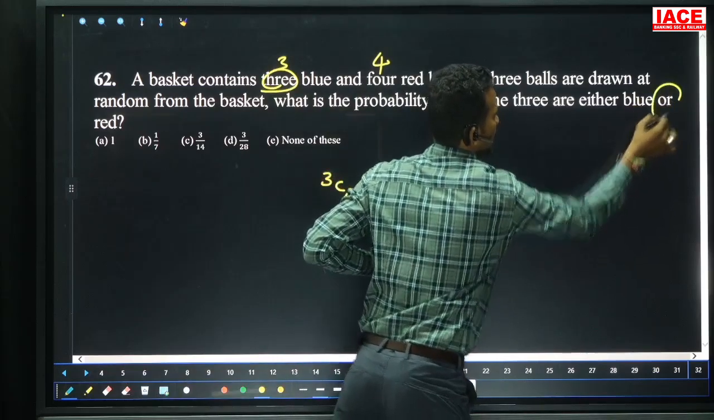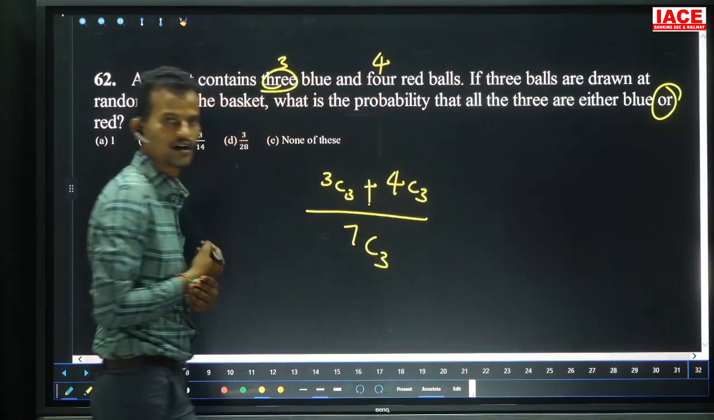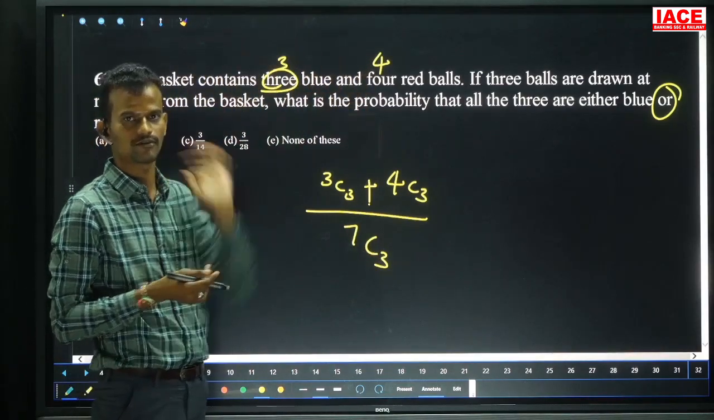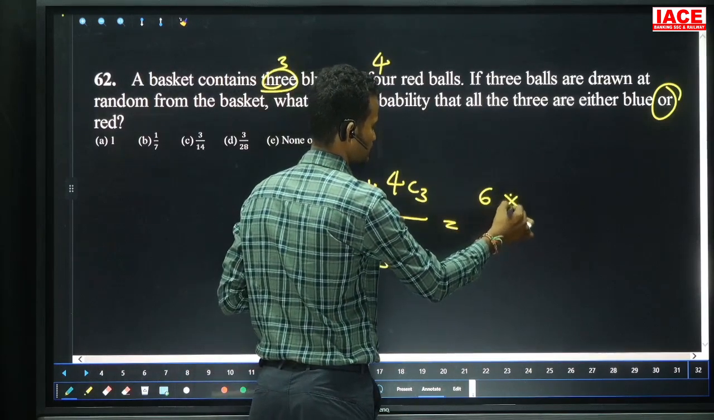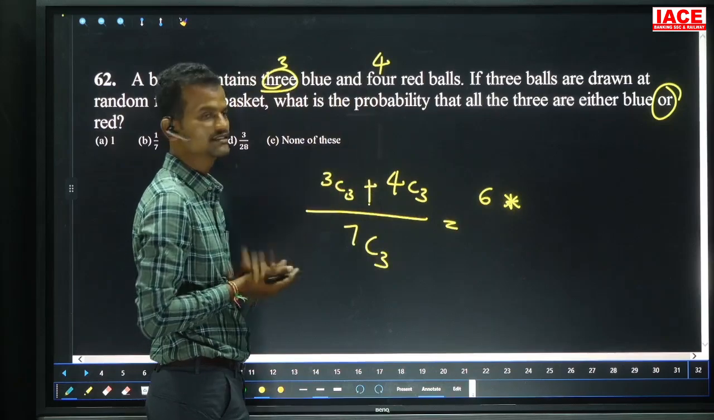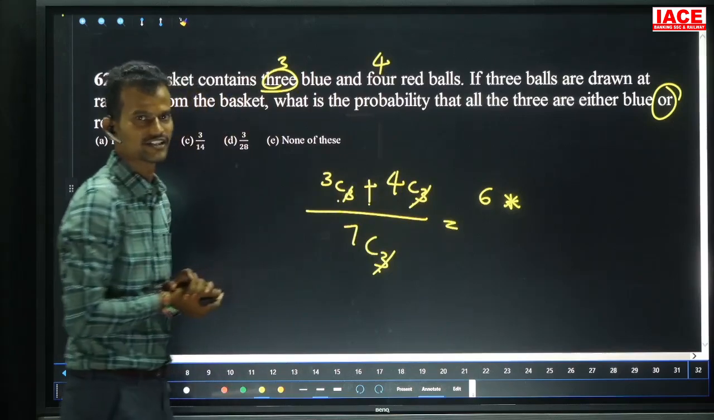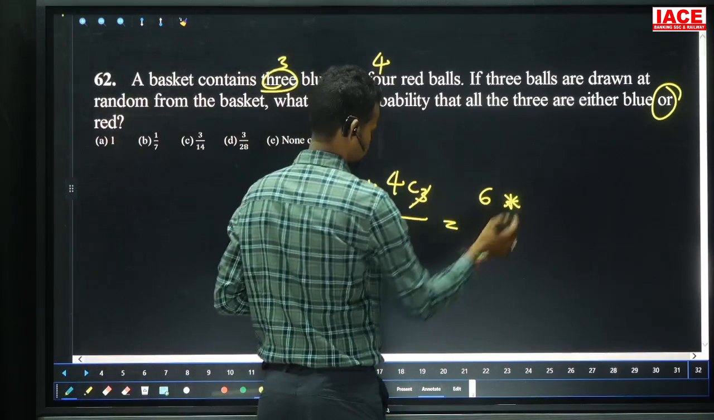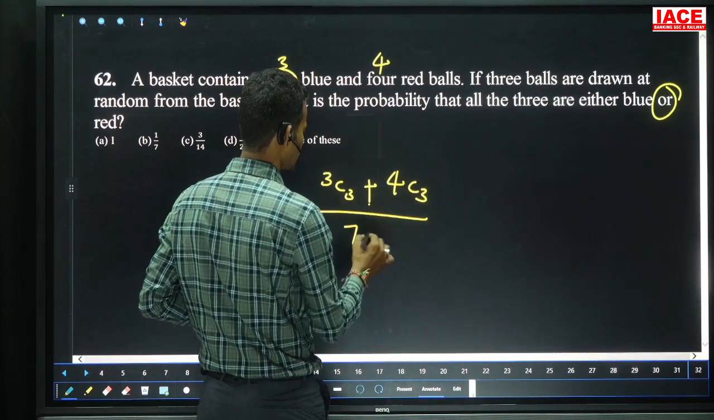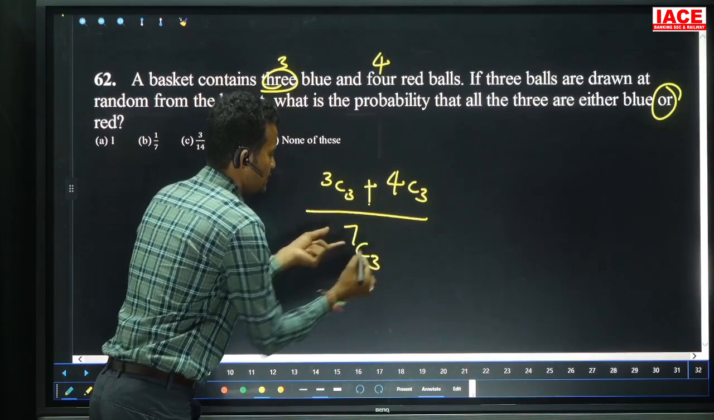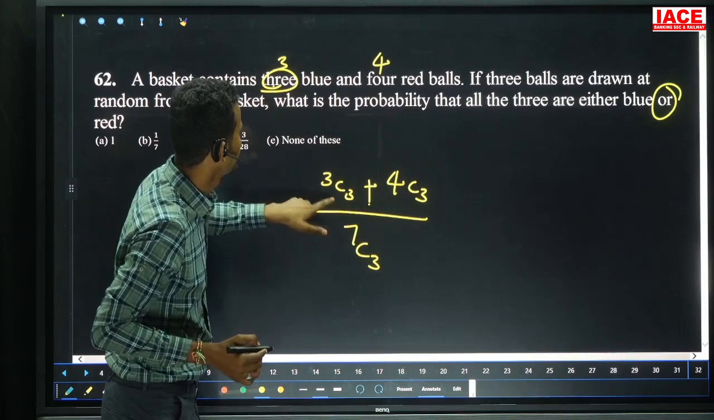Because they mention red, that's why I am adding, divided by the total number of balls, 7. I am drawing 3 balls out of the 7 balls. Listen, sir. 3C3 value is 1. Why I am writing 6 is that 3 factorial over 3 factorial is common, so it will be cancelled, so 3 factorial value is 6. Wait. Of the total 7 balls I want to draw 3 balls, 7C3, but they are either blue or red.